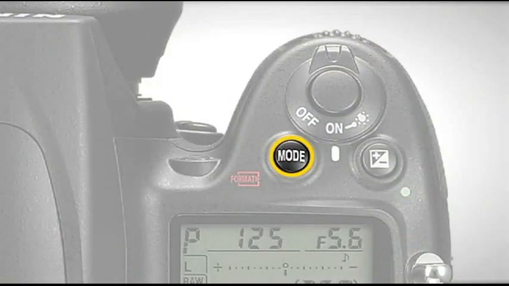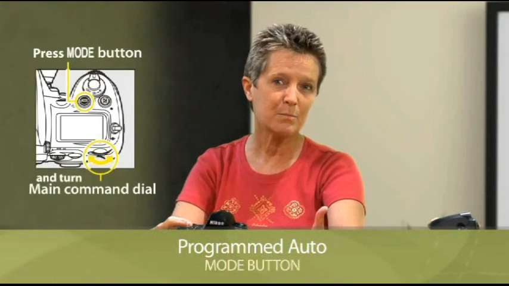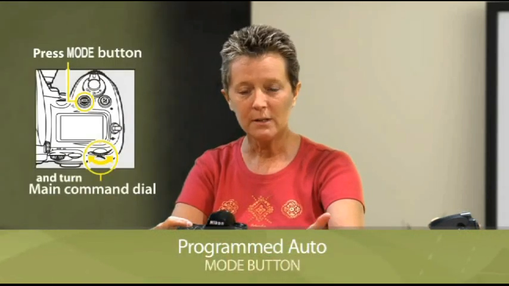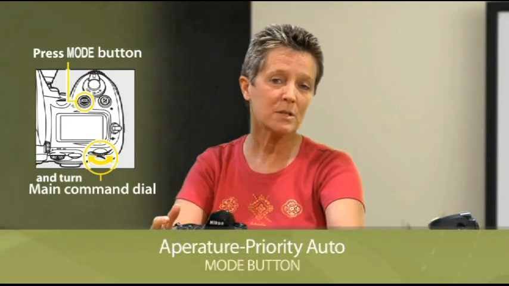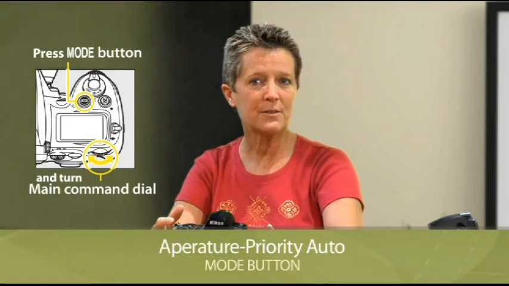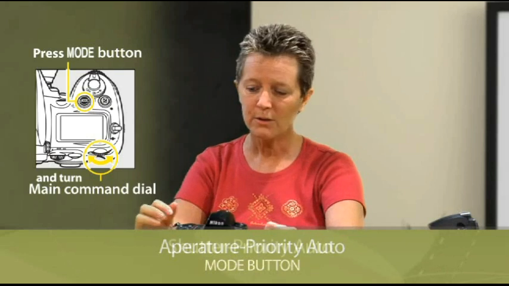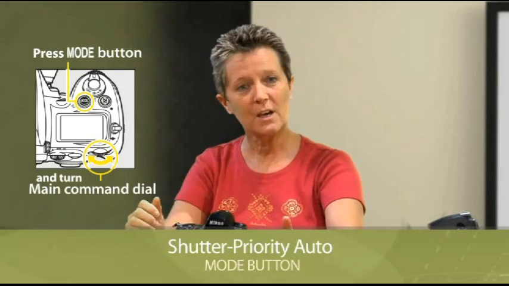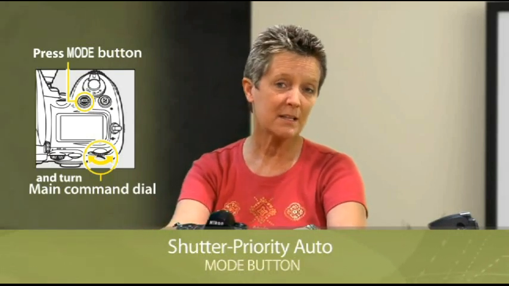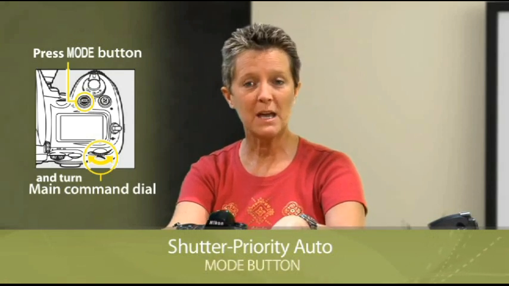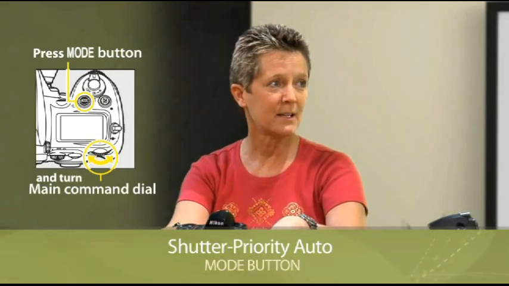The mode button takes you through the different metering patterns. You've got program setting, where the camera sets both the lens opening and the aperture. You have aperture priority. You select the lens opening, the camera's going to set the correct shutter speed for you. You've got shutter priority, just the opposite of aperture priority. You select the shutter speed and the camera matches the correct aperture based on the lighting conditions.